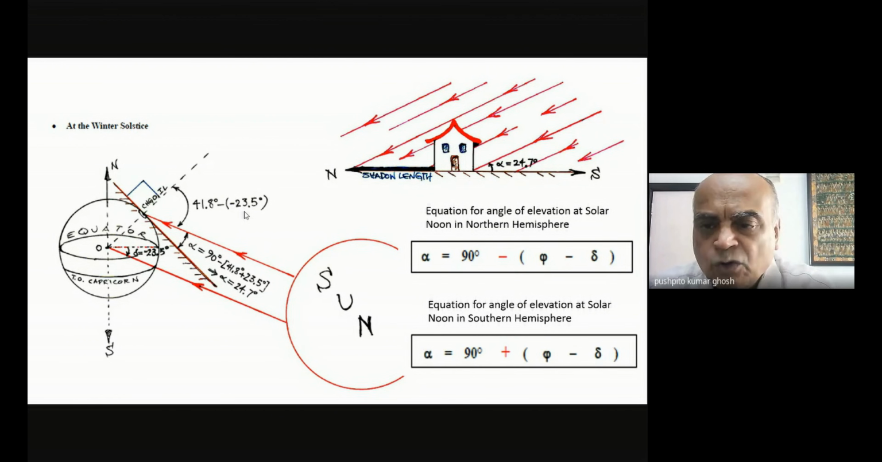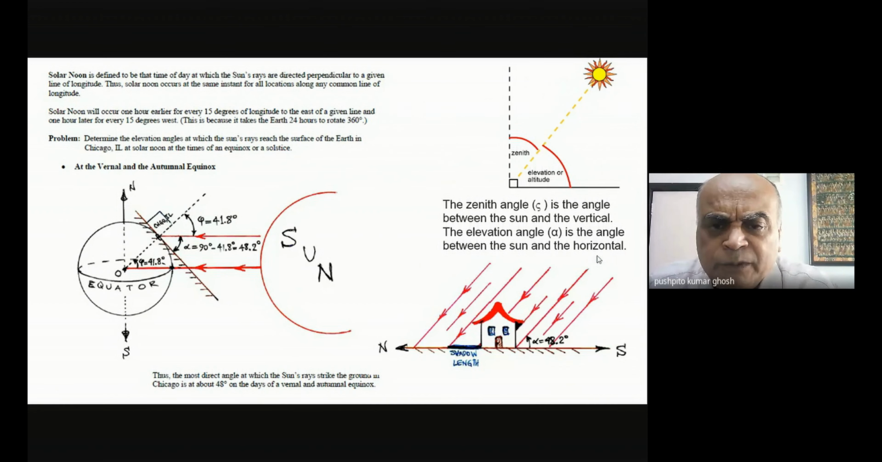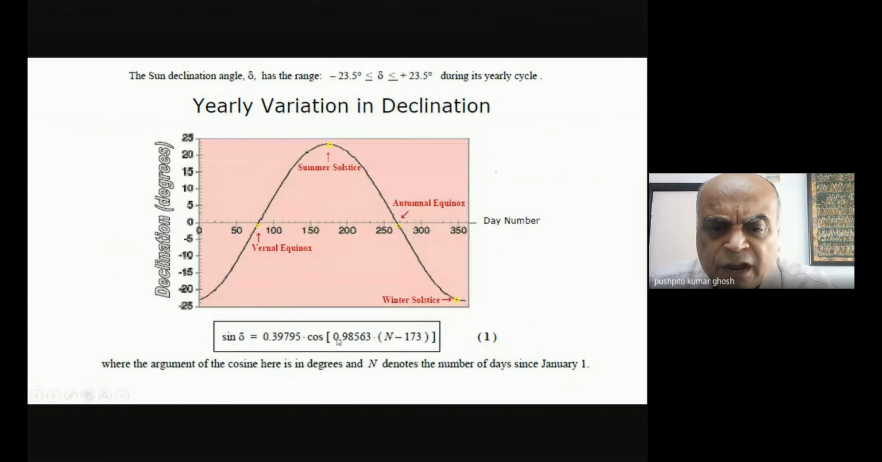Okay, that is what I have to do. Right. So now look at this. For example, there are two equations for the angle of elevation, which is alpha. Alpha is equal to 90 degrees minus phi, my latitude, minus delta, which is basically my declination angle. Whatever day of the year you are, I know the declination angle from this particular plot. I can figure it out from here.